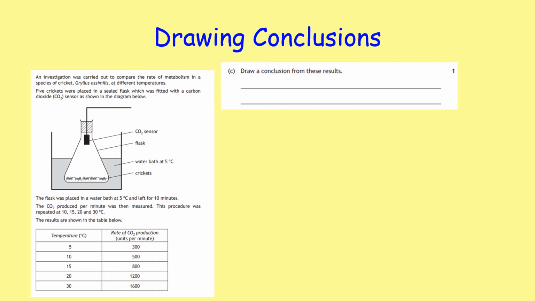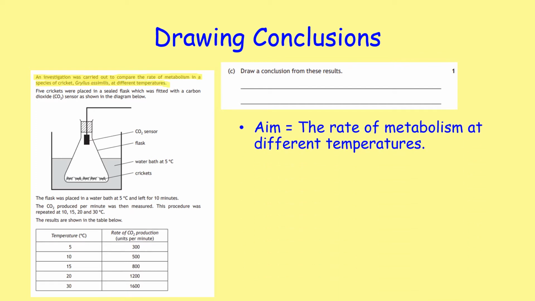Now remember what I said, your conclusion should be answering the aim and it should use words from the aim. So your first job when you've got a question like this is to identify the aim of the question. So if we have a little look through, we can see it's right there at the very beginning of the question. We're looking at how the rate of metabolism is affected at different temperatures. So that is the aim of the question. Now, we need to answer that. Well, how does temperature affect the rate of metabolism in the species of cricket?